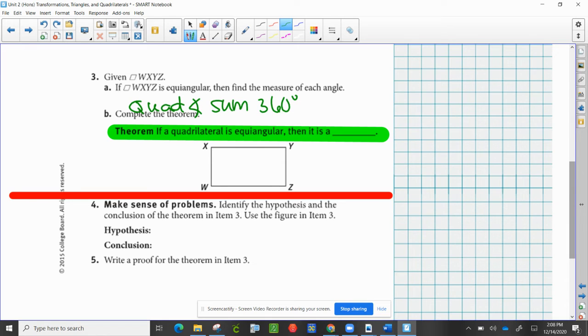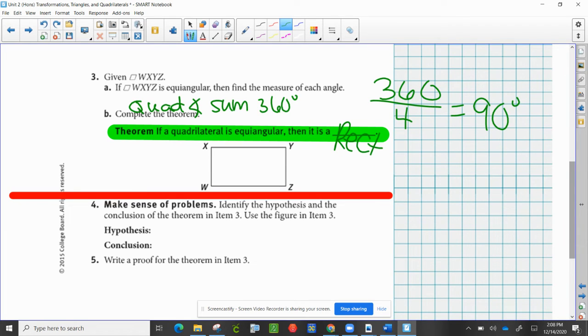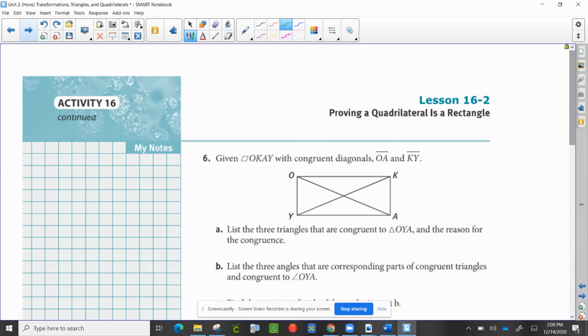So if something is equiangular, meaning all four have the same angle, well, if I take 360 divided by 4, what do we get? We get 90 degrees. So that leads us to our next theorem here. If a quadrilateral is equiangular, meaning they all have the same measure, then we can say it's a rectangle. So again, if all four angles are 90 degrees, we can classify that as a rectangle. Okay, let's look at our last theorem here on the next page.